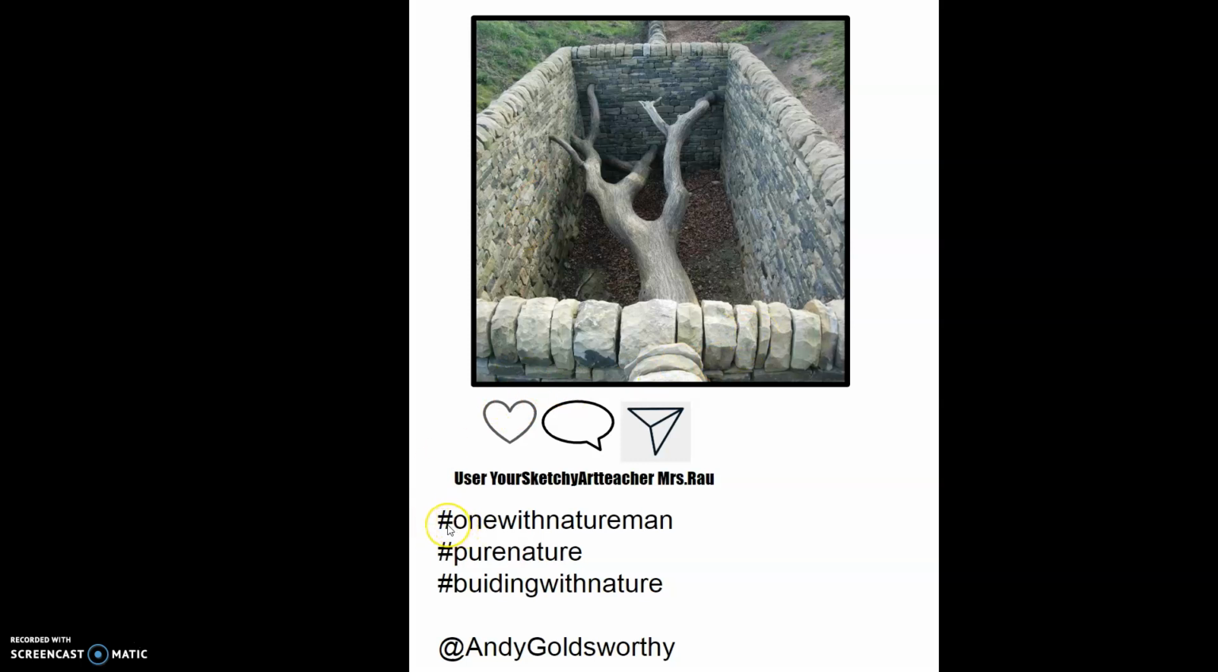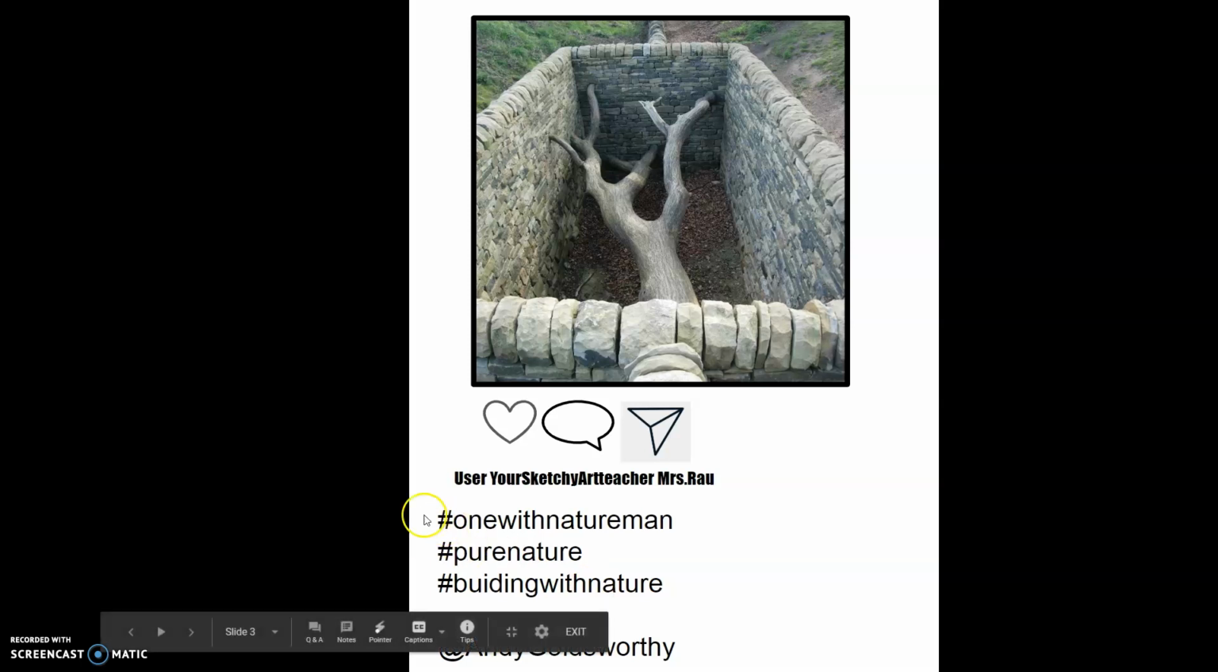We have a couple of hashtags also that really describe his artwork. So I had to really think about his work. And I have one with Nature Man, I have Pure Nature, and Building with Nature. So that sums up all of his artwork.